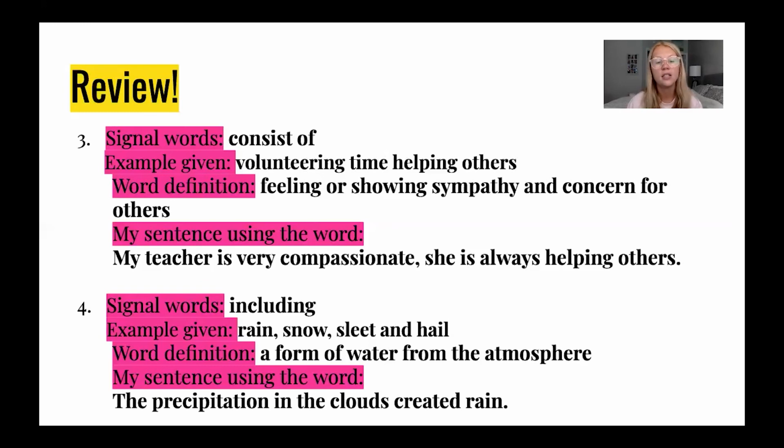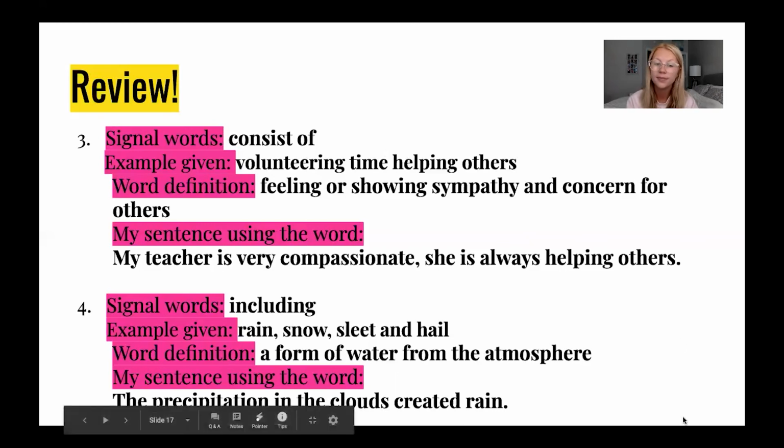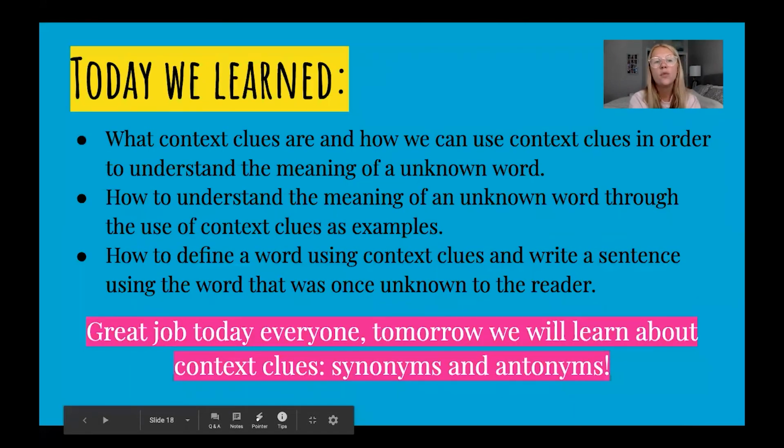So again, your guys' word definitions might not be exactly the same as my definitions for these 2 words, but we should have something pretty similar. We should have the same signal words and the same examples though. So take a moment if you guys need to pause the video and review over your answers one more time. And we will end by going over what we learned today.